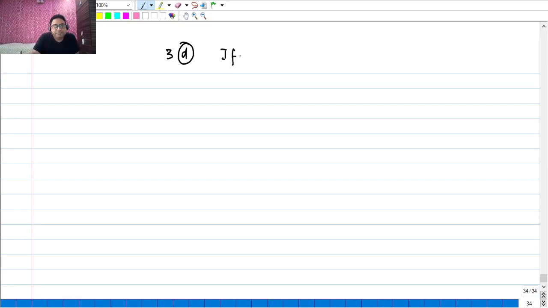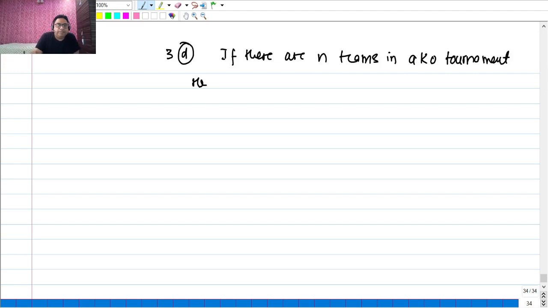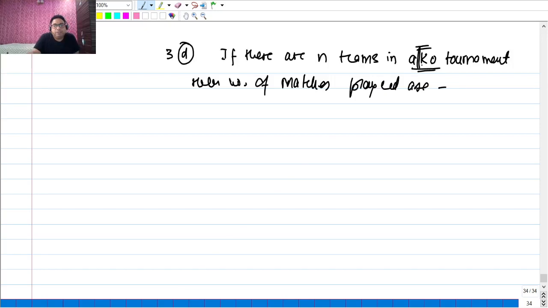if there are n teams in a knockout tournament, then number of matches played are. So what is a knockout tournament? Knockout tournament is a tournament whosoever loses goes out of the tournament. So number of matches played are.